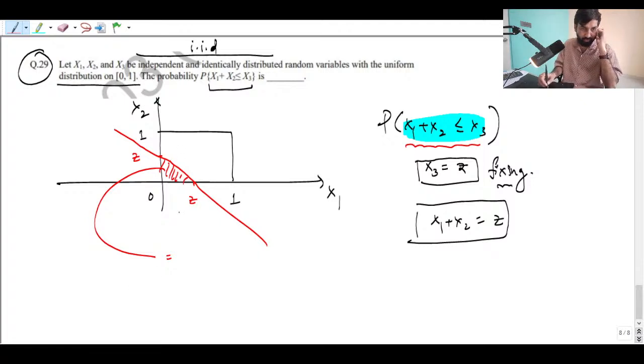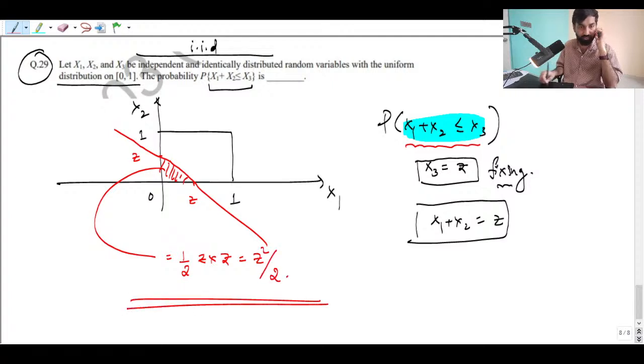Area is going to be 1 by 2 z into z, which is z square by 2. Okay, z square by 2. That is the probability of x1 plus x2 less than or equal to x3. But here x3 is not constant. x3 is also uniformly distributed. I believe this is fine for all, yeah? So this is what you can always find out.